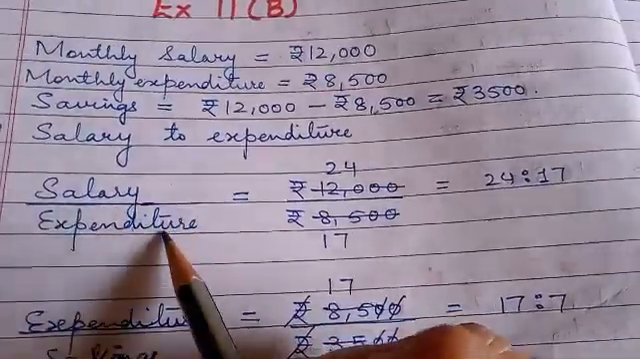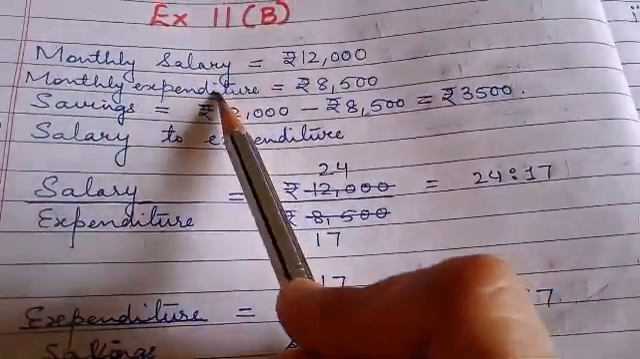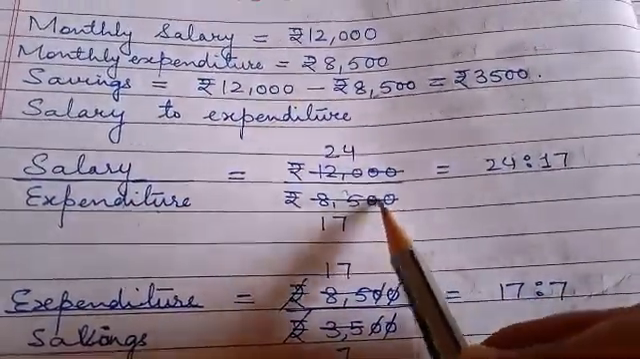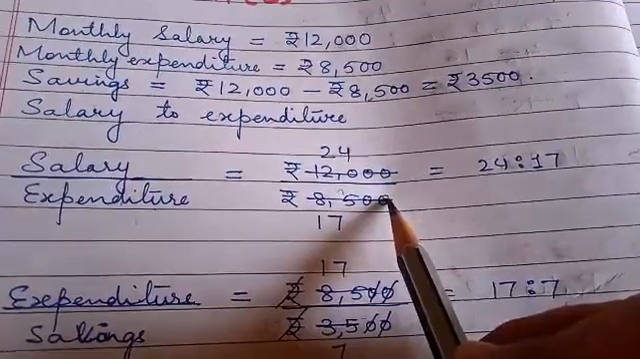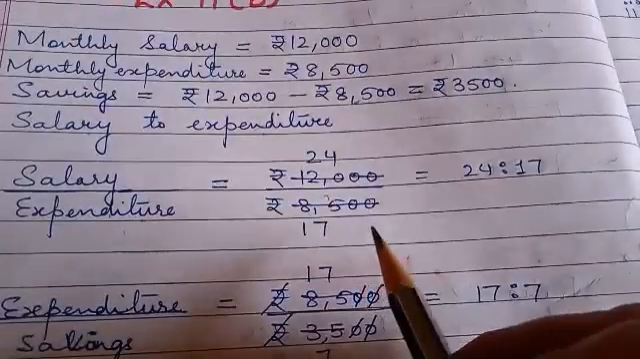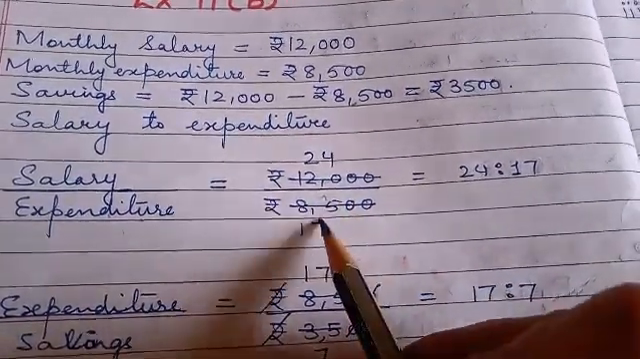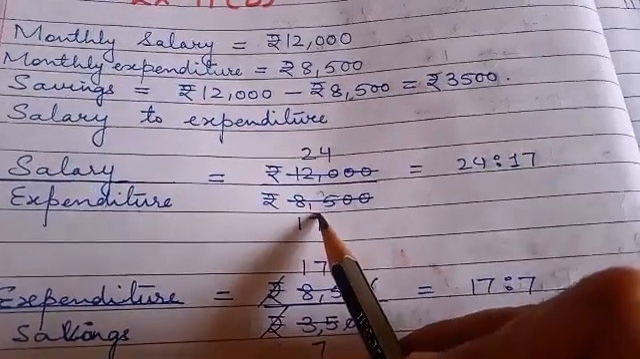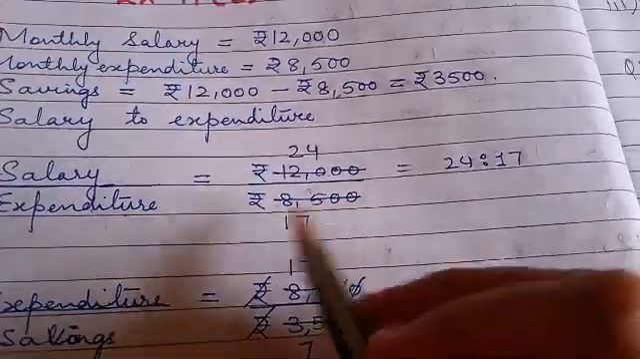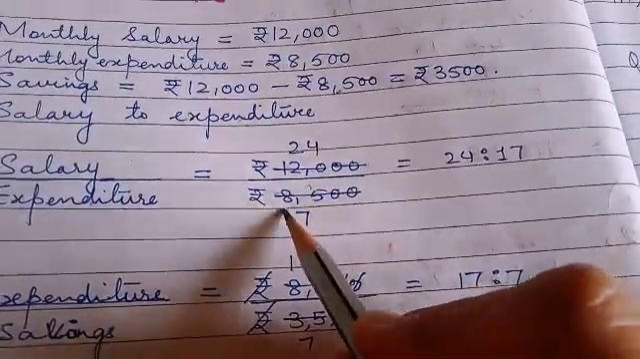So salary upon expenditure, salary to expenditure. Take the values of salary and expenditure and get the ratio. These two zeros get cancelled with these two zeros. Then 120 and 85 get cancelled with 5. Let us see how. 5 ones are 5, 5 ones are 5.